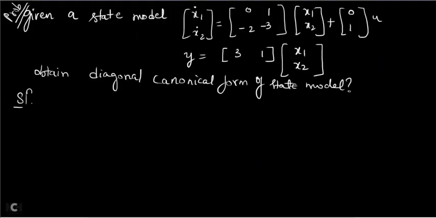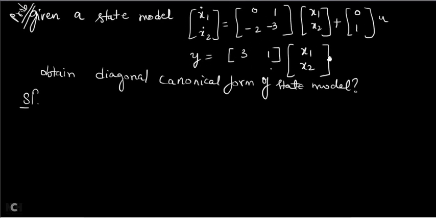Now consider this numerical. There is a state model given to you: [x1 dot; x2 dot] = [0 1; -2 3][x1; x2] + [0; 1]u, and y = [3 1][x1; x2]. So what is this first equation? This is your state equation. What is the second equation? The output equation. The state equation and output equation together are called your state model. Here you have to identify which is A, which is B, C, D and so on.